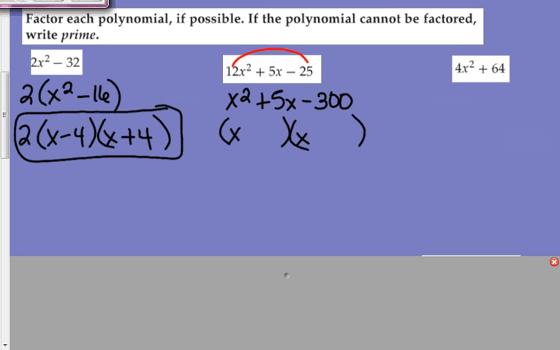Now right off the bat, if you try 30 and 10, if you subtract those, you get 20. So it's got to be smaller than 30. Now 25 and 12 won't work either, so smaller than 25. Let's try 15. 15 will go into 20 times. So it's 15 and 20, because you subtract them, you get 5. So this does factor. And our bigger number has to be positive because our middle term's positive.